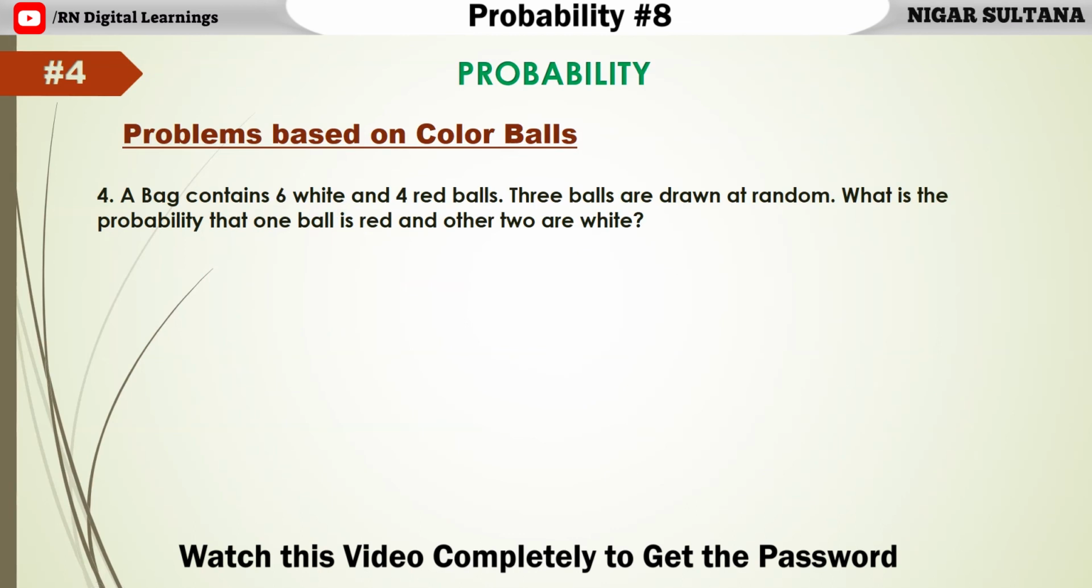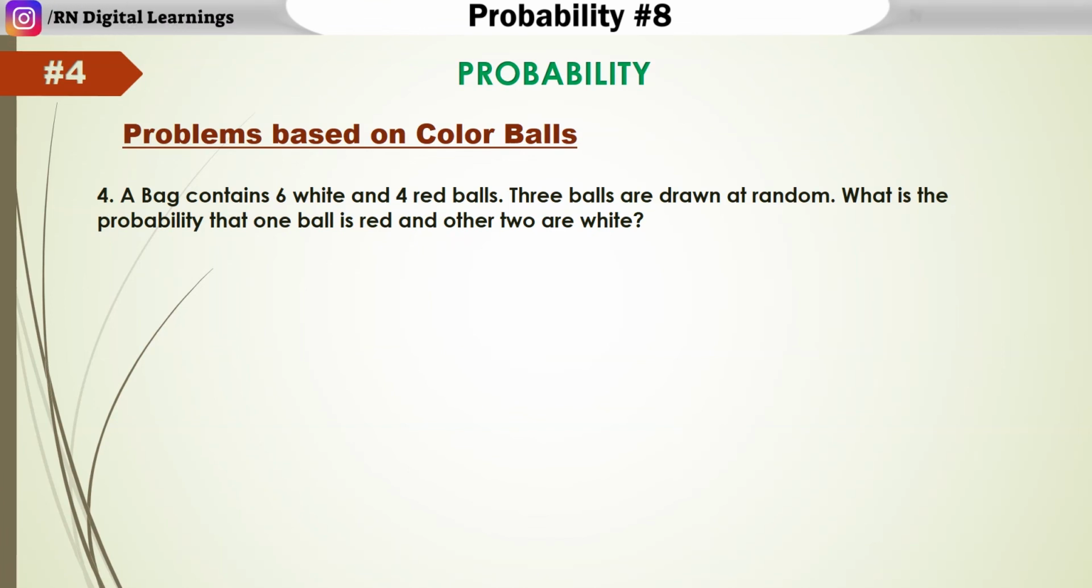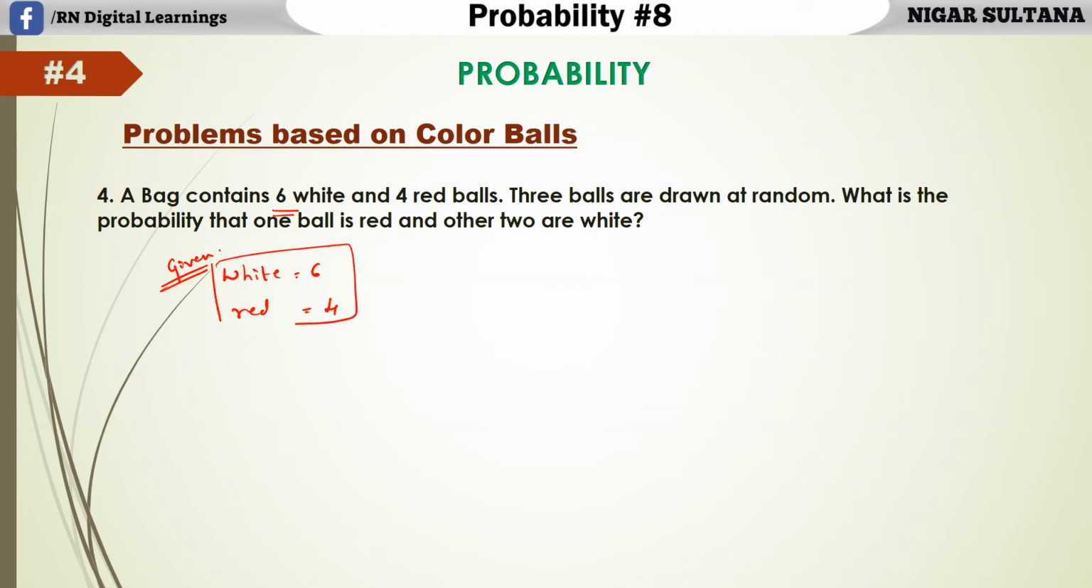This will be our last problem based on the color balls. Now a bag contains 6 white balls, right? First, write down what is given. How many white do we have? 6. Next, red color balls of 4. So this is my bag. In this bag I have 6 white and 4 red. Now 3 balls have to be drawn at random.